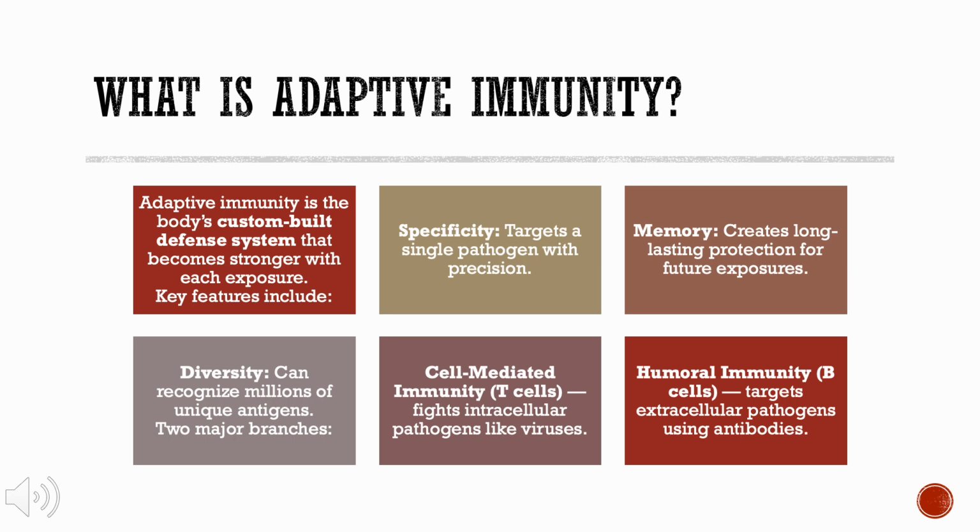Adaptive immunity is the body's highly specialized defense system that becomes stronger with each exposure to a pathogen. Unlike the innate immune system, which responds the same way to every infection, adaptive immunity tailors its response to the specific invader. It has three hallmark features: specificity, memory, and diversity. Adaptive immunity is divided into two main branches: cell-mediated immunity, which involves T cells, and humoral immunity, which involves B cells and antibodies.